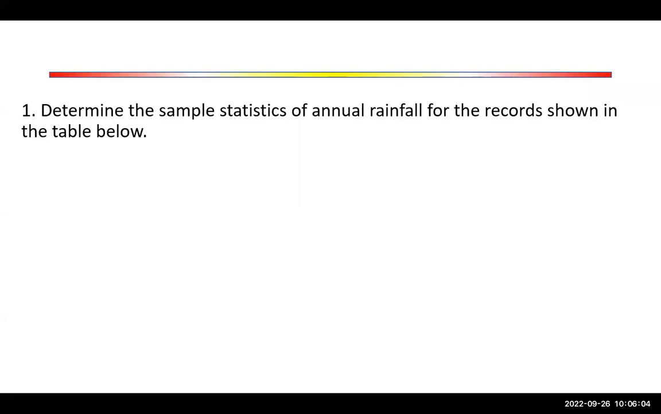For the first one, the question was: determine the sample statistics of annual rainfall for the records shown in the table below. I didn't attach all the tables, but you have that in your practice problems. When I say sample statistics, it can include at least 4 things. The first thing is the mean. There can be different types of means, but here we only did the arithmetic mean, so I will write down that one, X bar.